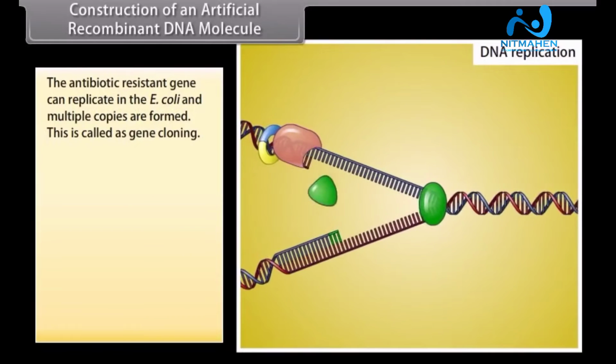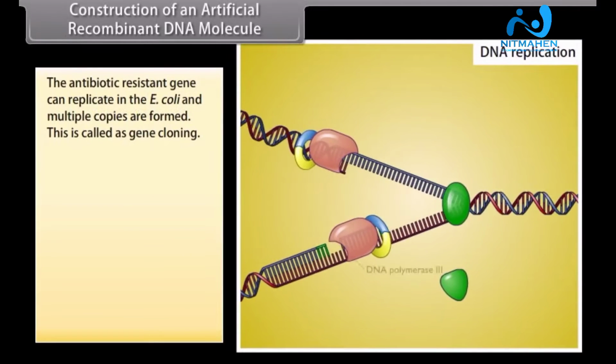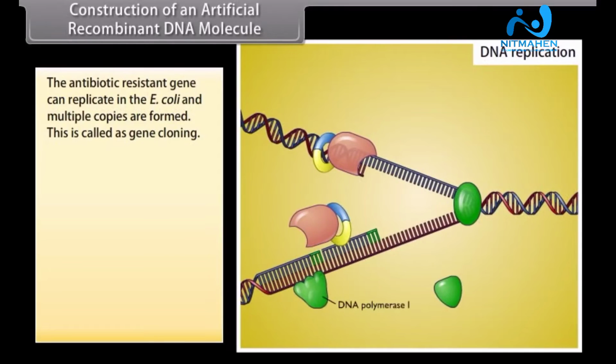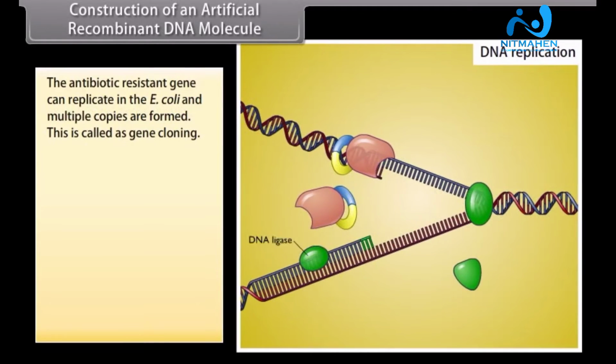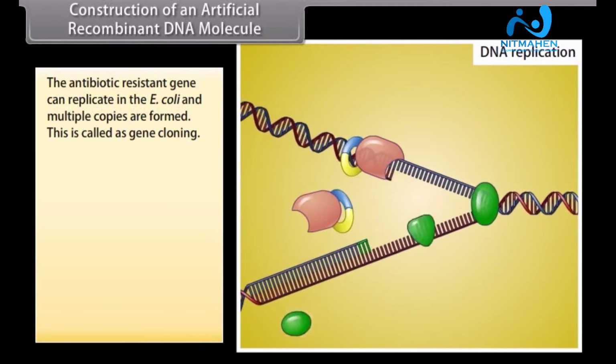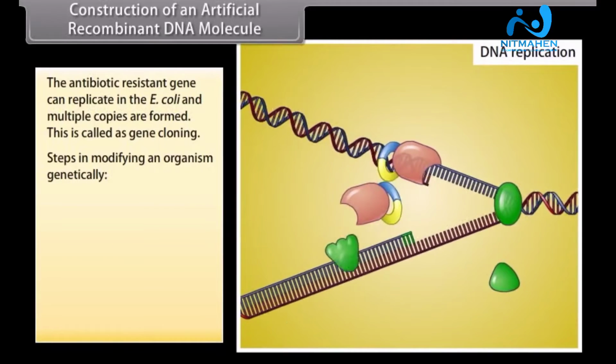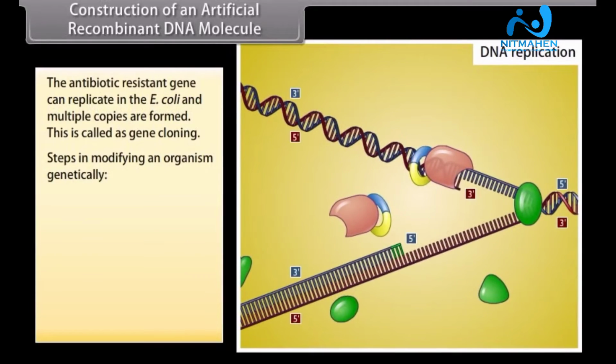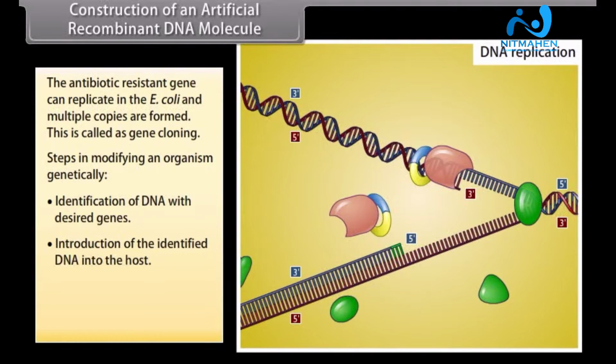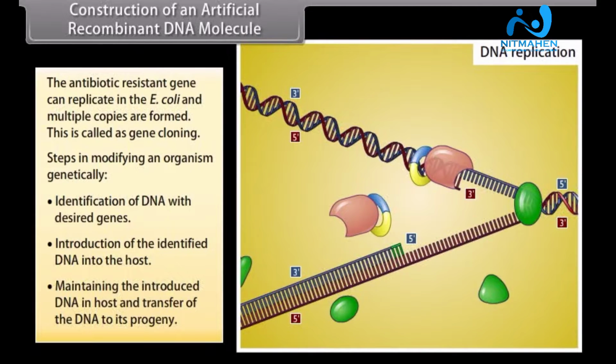The antibiotic resistance gene can replicate in the E. coli, and multiple copies are formed. This is called gene cloning. Steps in modifying an organism genetically. Identification of DNA with desired genes, introduction of the identified DNA into the host, maintaining the introduced DNA in host and transferring the DNA to its progeny.